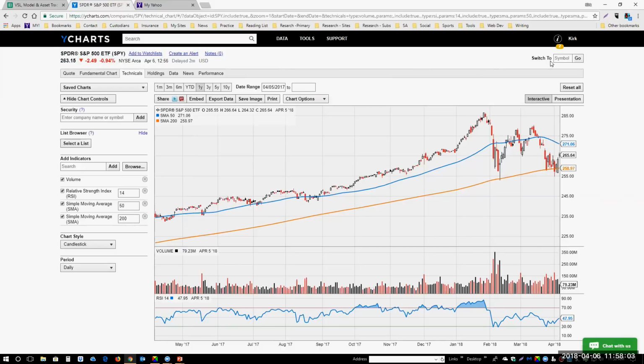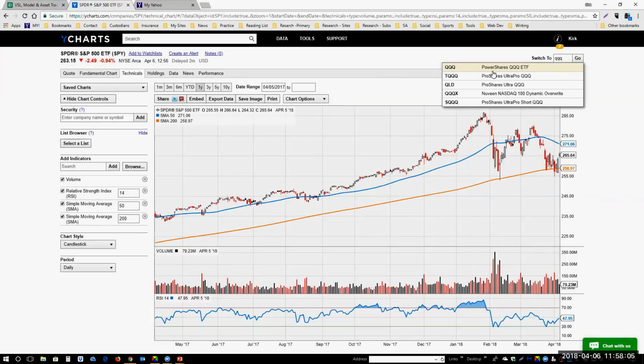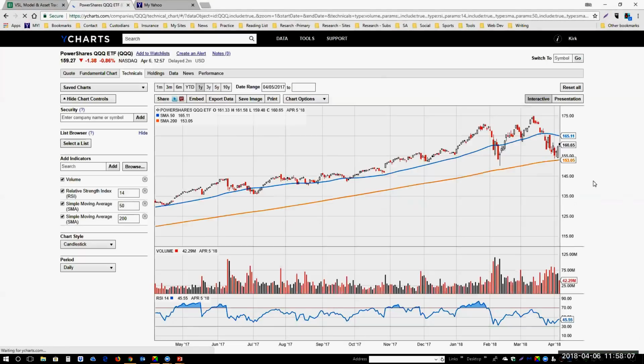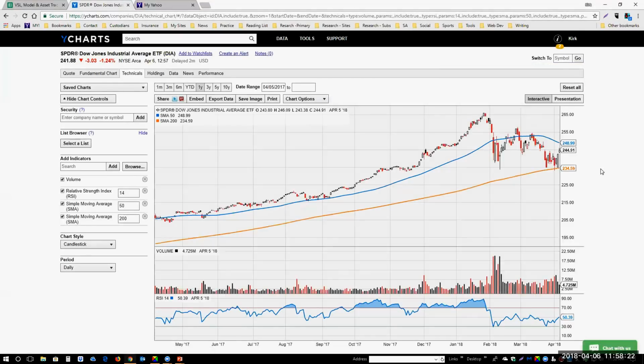Let's go over to QQQ. $159. So 153 is the level we gotta be worried about. If we're crashing down below 153, that's bad news. Right? We're on the weekly. This is the close of the week. Weekly charts are more powerful than daily charts when it comes to a broad trend.